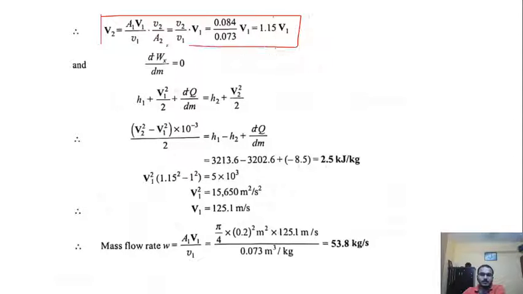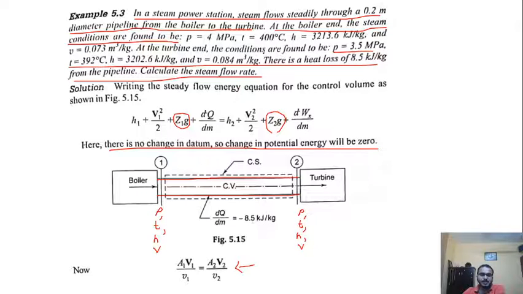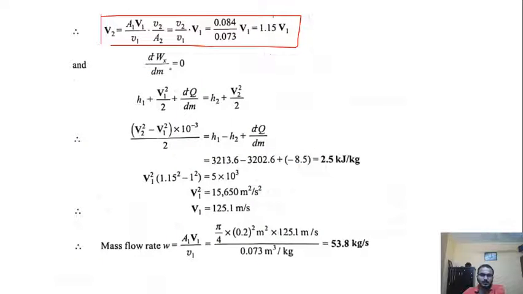Now why is this important? Because if you see, we are given specific volume, but we are not given the velocity V. In our previous problem, velocity was available to us. So here we need to evaluate it. So for that we have applied the continuity equation.